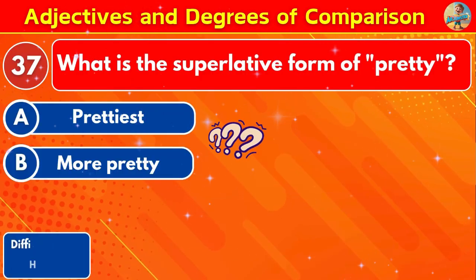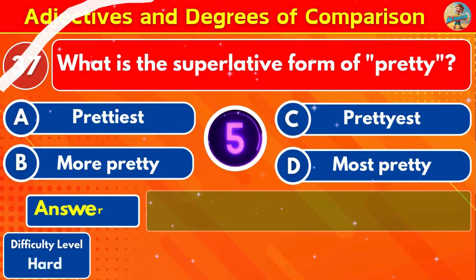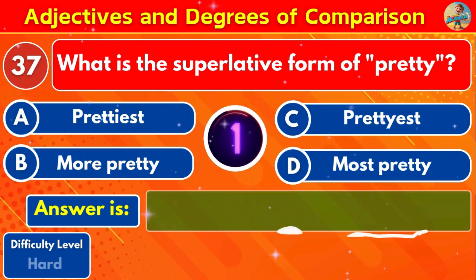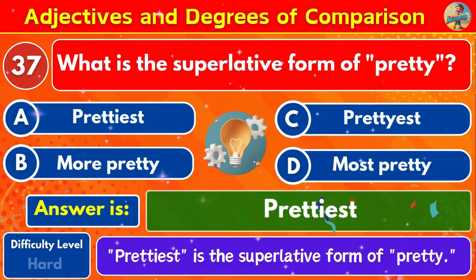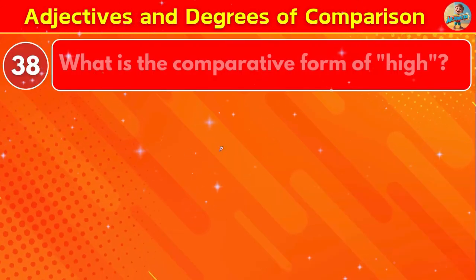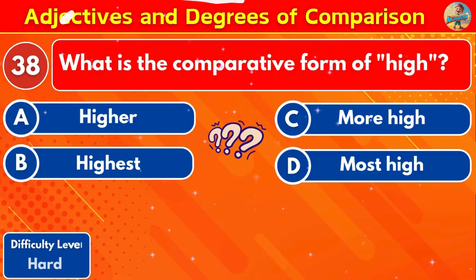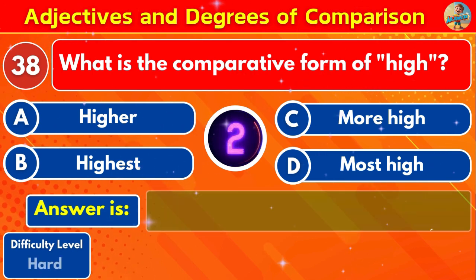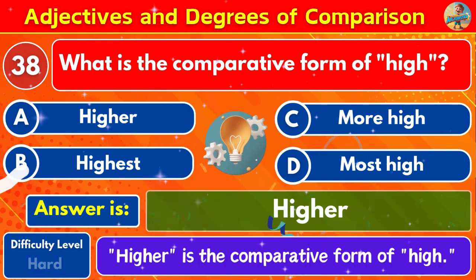Question 37 is, what is the superlative form of pretty? Answer 37 is, prettiest. Question 38 is, what is the comparative form of high? Answer 38 is, higher.